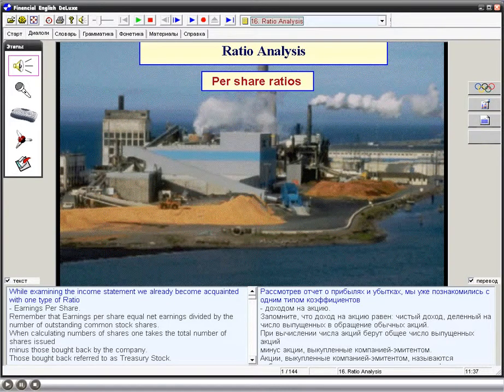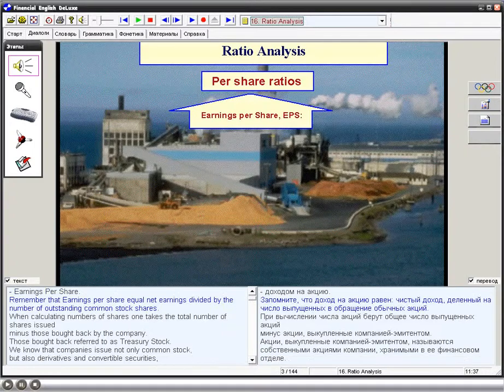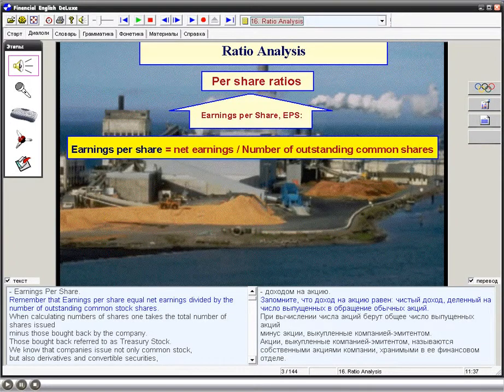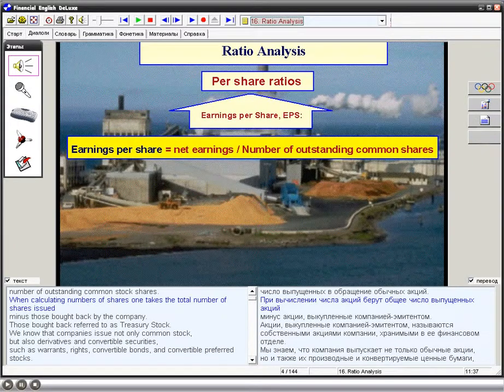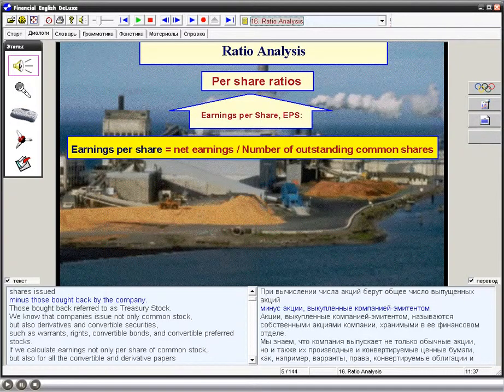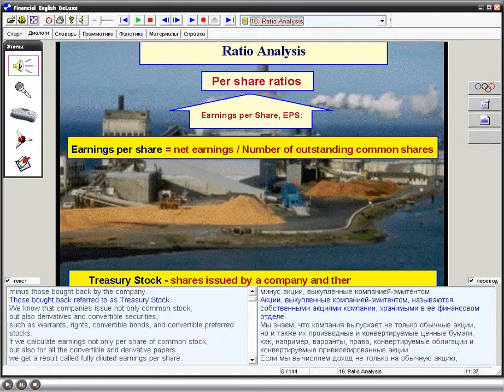While examining the income statement, we already became acquainted with one type of ratio, earnings per share. Remember that earnings per share equal net earnings divided by the number of outstanding common stock shares. When calculating the number of shares, one takes the total number of shares issued minus those bought back by the company. Those bought back are referred to as treasury stock.